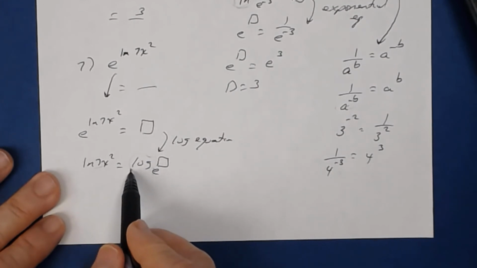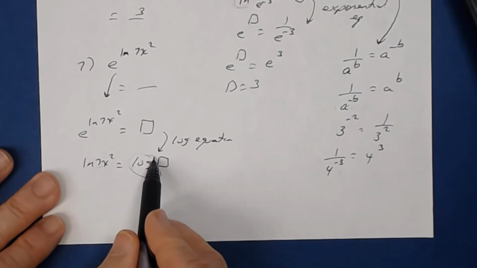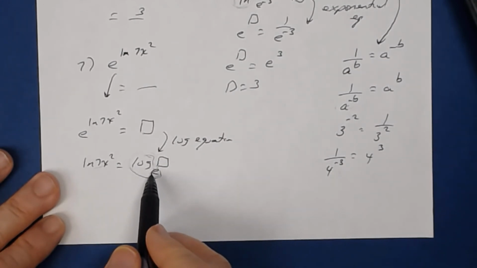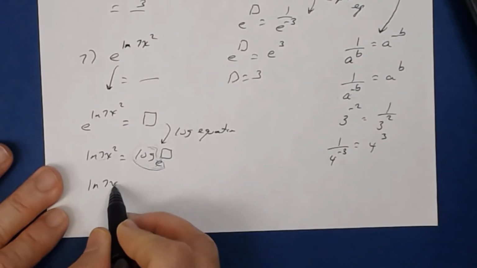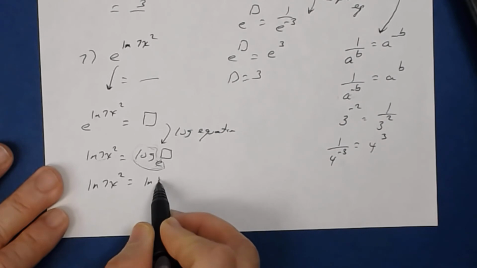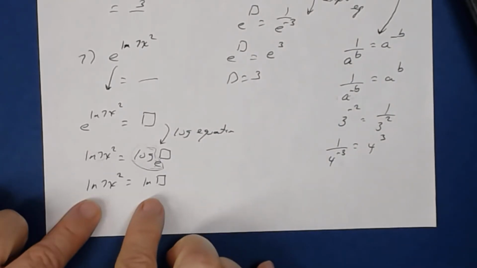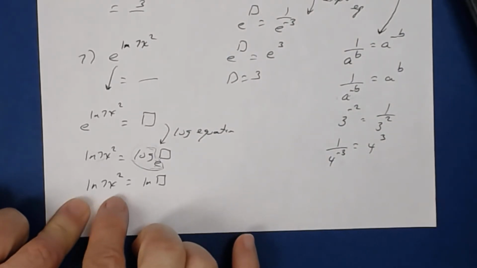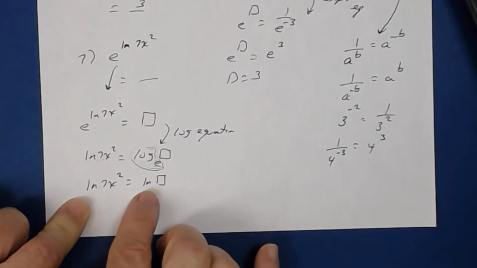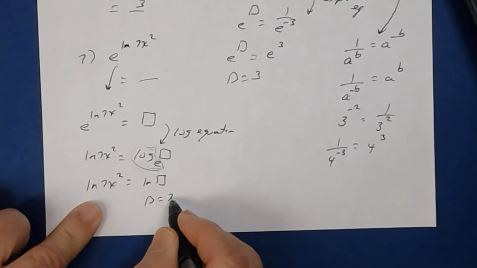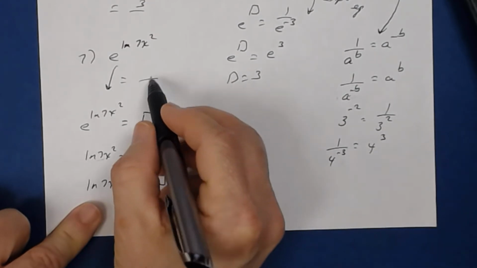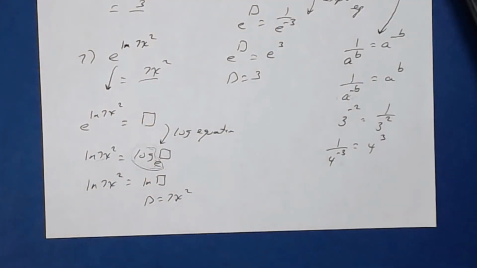But you've got to remember that this right here that I'm circling, log base e, that's the same thing as the natural logarithm. So it becomes the natural log of 7x squared equal the natural log of box. Well, if I want those two to be equal to each other, I have the natural log of 7x squared equals the natural log. Well, what goes here? 7x squared. So box must be 7x squared. So that's what goes there, 7x squared. Okay? All right.